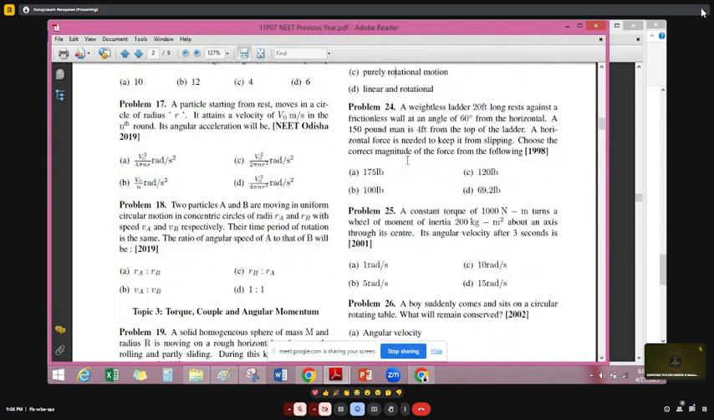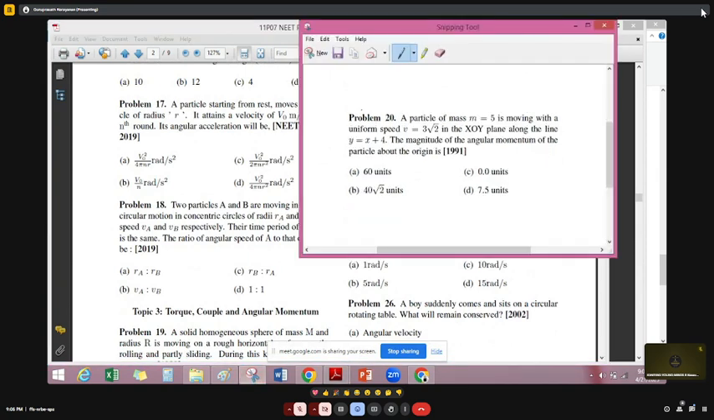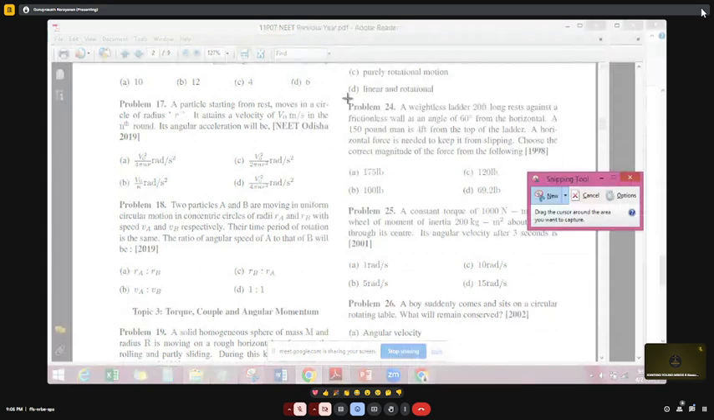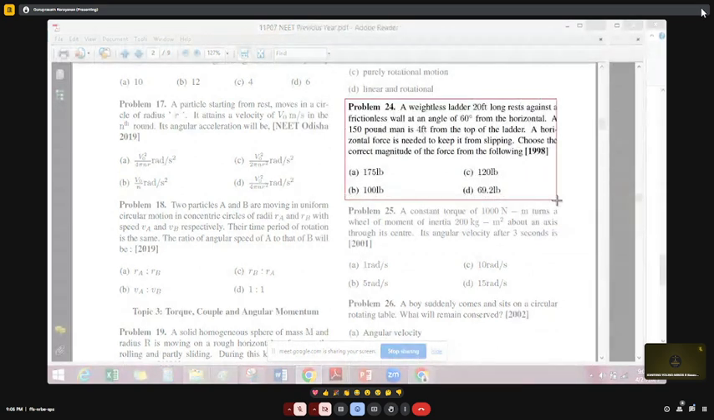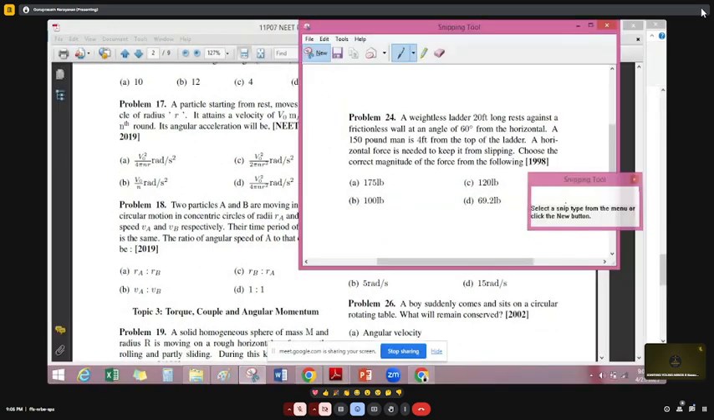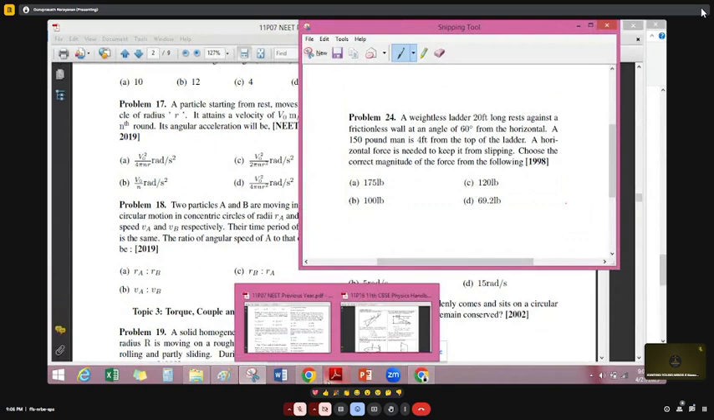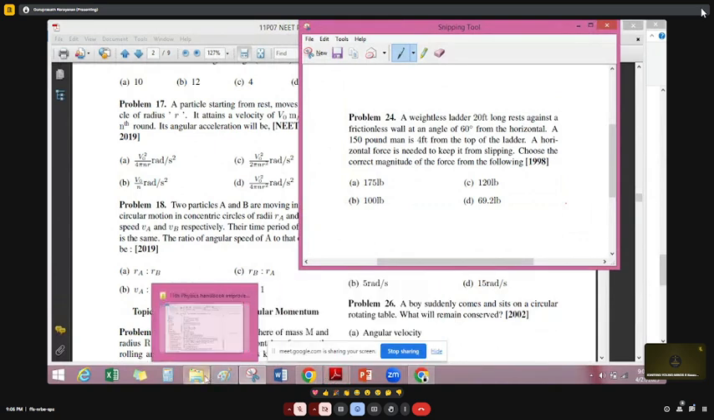This is an important type of problem, ladder problems. So you should be thorough with the ladder problems. Very often they'll ask you some ladder problems. And it's nothing but moments. If you know that clockwise moments is equal to the anti-clockwise moments, it's a very simple problem.